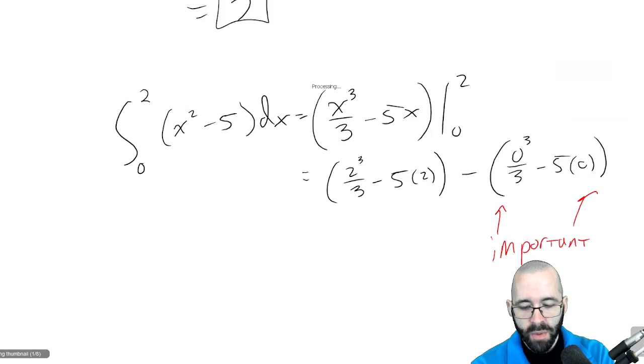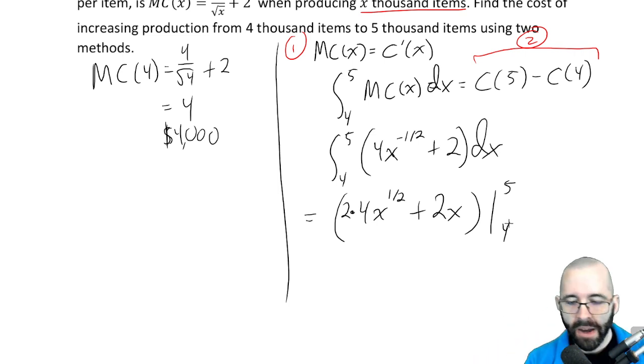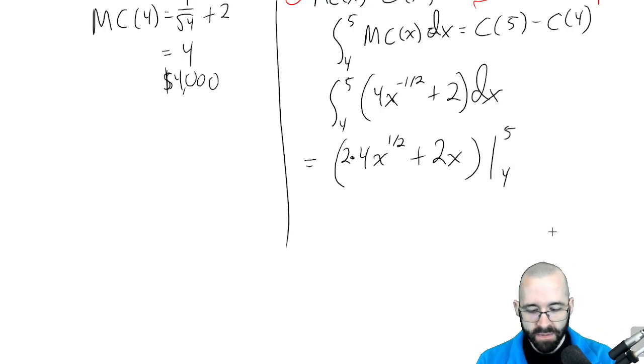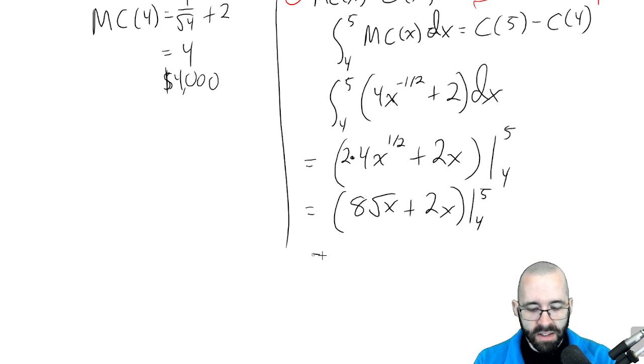And again, normally we have a plus c here, but we don't need the plus c because that's really only for indefinite integrals, and we're doing definite integrals, so the plus c will always cancel out. So we just don't write it. So our antiderivative is 8 square root of x plus 2 times x. Let's evaluate that at 4 and 5 and take the difference.